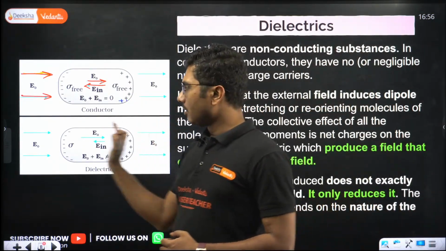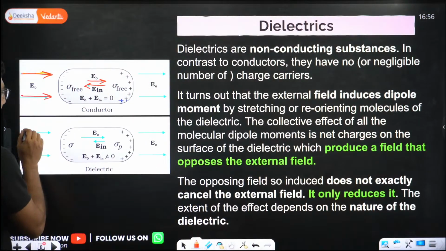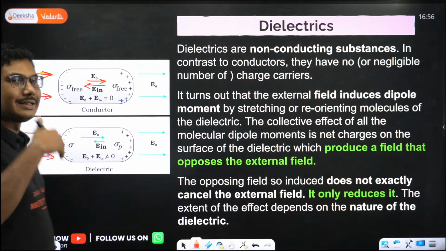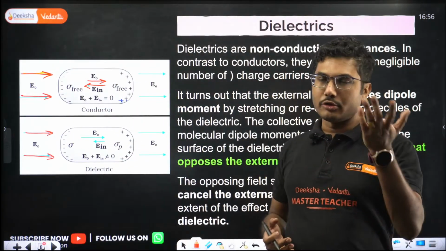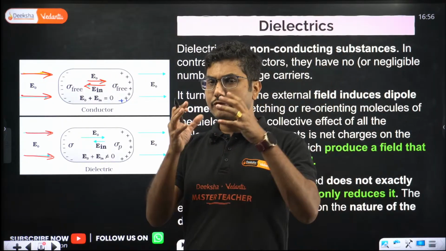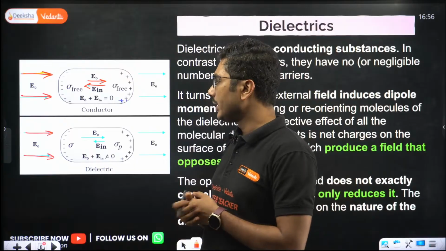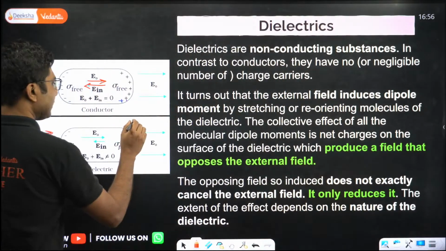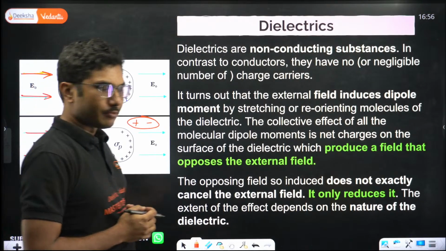But for a dielectric, something different happens. When you apply an external electric field, there is also an internal electric field. Electrons move away in one direction and the molecular positive charge moves in the other direction, so they form dipoles. We will discuss that in detail in a while. A dipole means one positive and one negative charge combined together.